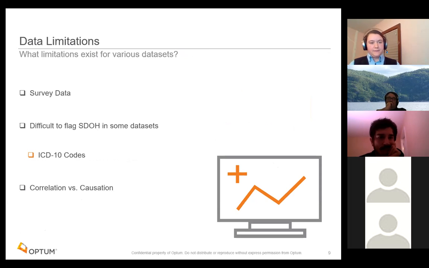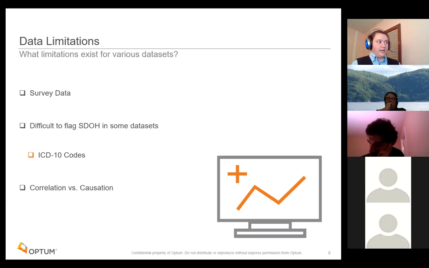So what are the various limitations that exist for data sets? A number of data sets in SDOH modeling are survey data. We have to take survey data with a grain of salt. Say a member goes to visit their PCP and the PCP has them fill out a depression and anxiety survey. That data is at the subject's discretion. Some people might not know the symptoms of anxiety. Some people might not accurately report their symptoms.